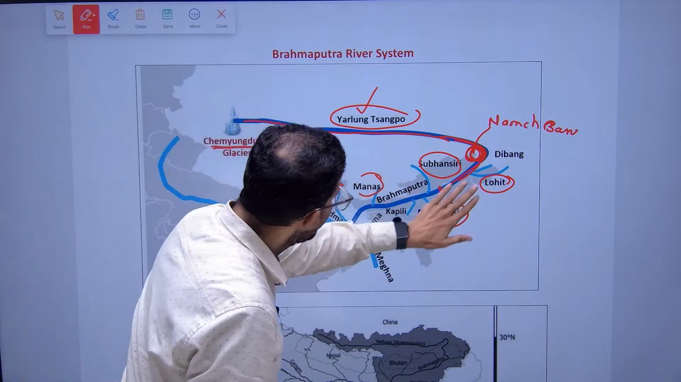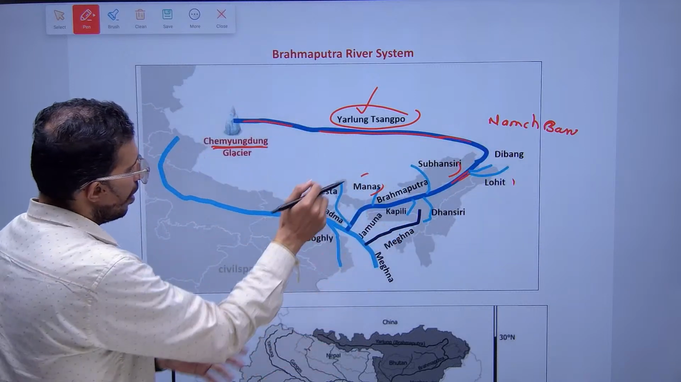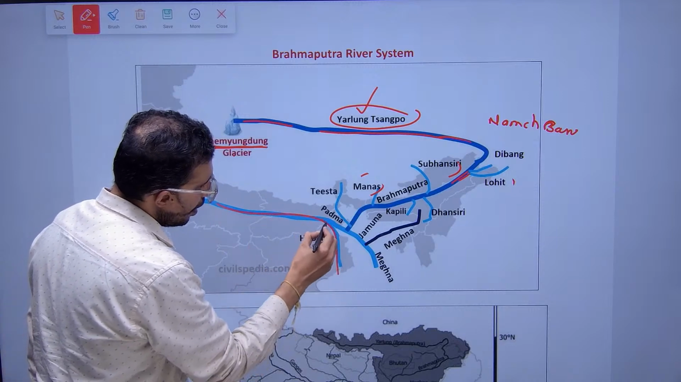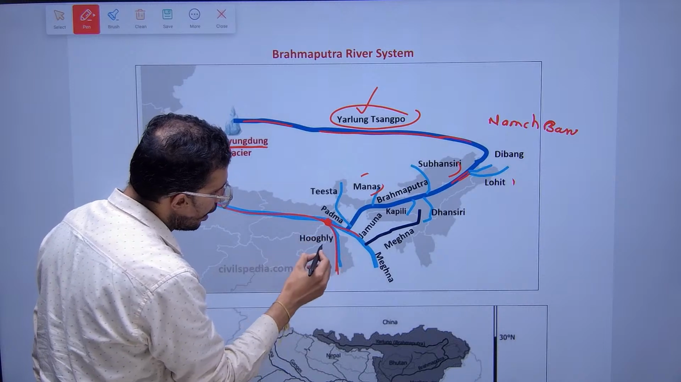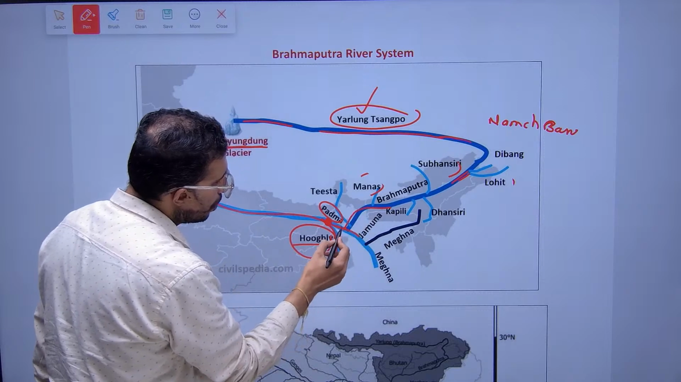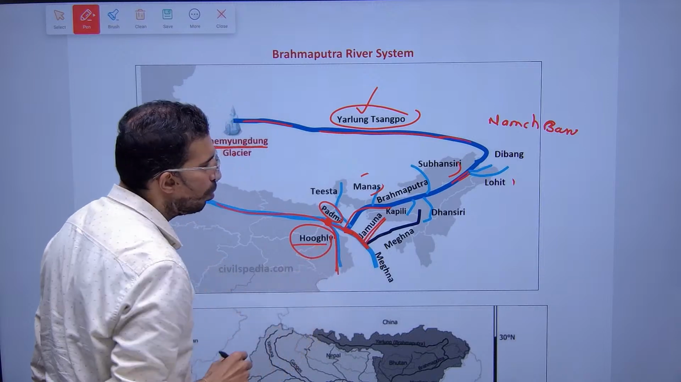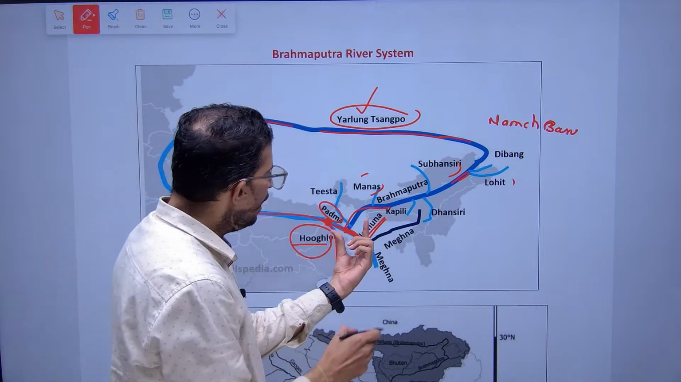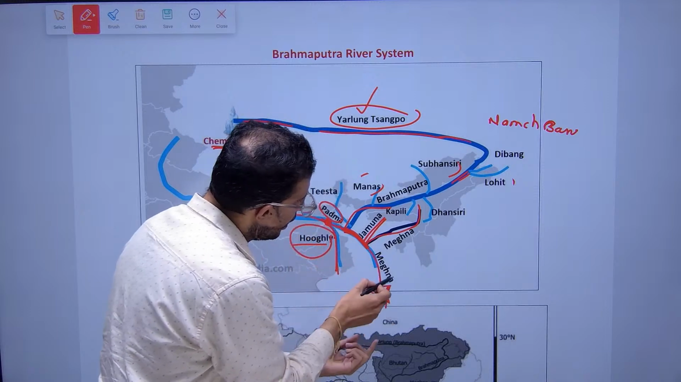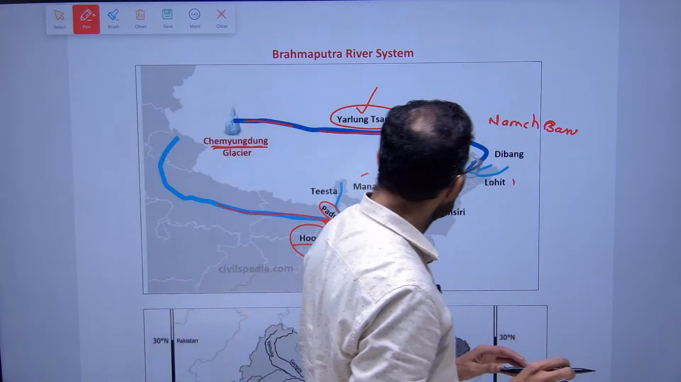Then again, when the Padma rivers, we have seen this is the Ganga river. At the Farakka barrage, it diverts as the Hugli and the Padma. This Padma and Brahmaputra join and it gets the name Jamuna. And Jamuna is joined by the Meghna river and it drains its water as the Meghna river in the Bay of Bengal. So just understand what we have done.